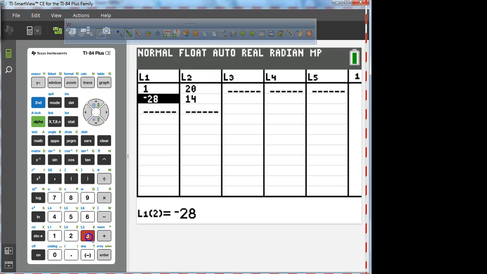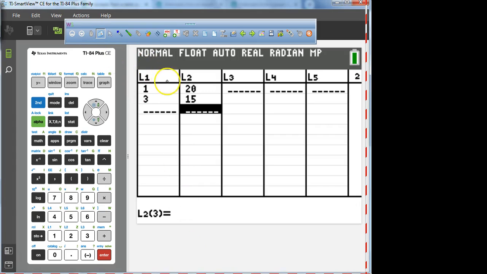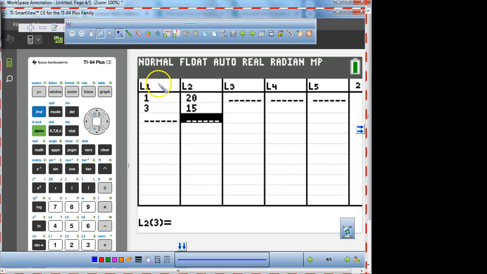Okay? I'm going to type in a 3 and a 15. All you need is two points to do this, okay? Something you need to be aware of, just remember when you're doing it, that's your x, that's your y. So your L1 column, all right, is going to represent your list 1 column as your x values, your L2 or your list 2 column as your y values.